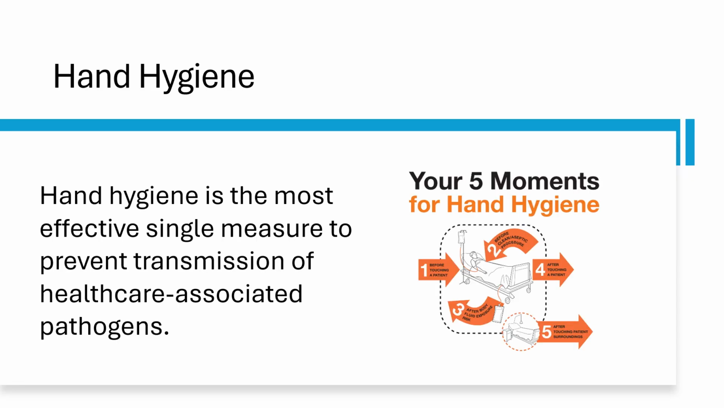Hand hygiene is the most effective single measure to prevent transmission of healthcare-associated pathogens, and it must be performed before and after every episode of patient contact, which includes before touching a patient, before a procedure, after a procedure or body substance exposure risks, after touching a patient, and after touching a patient's surroundings. Hand hygiene must also be performed after the removal of gloves.